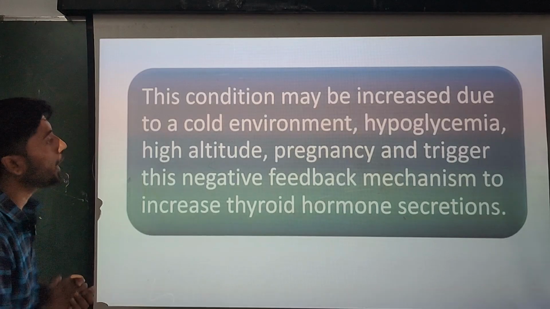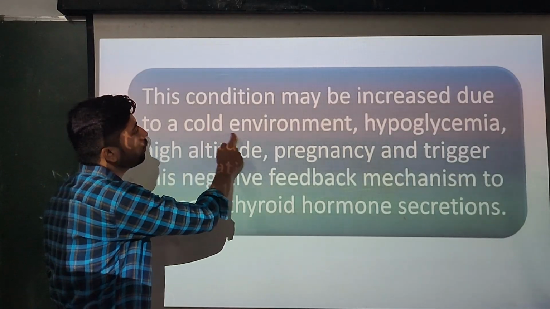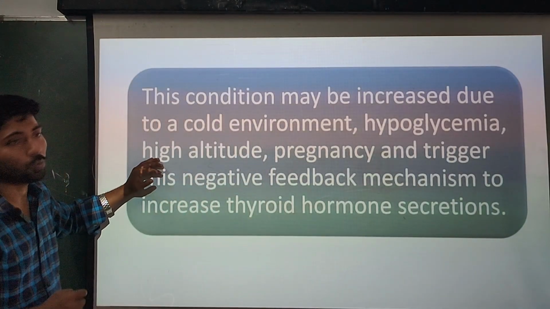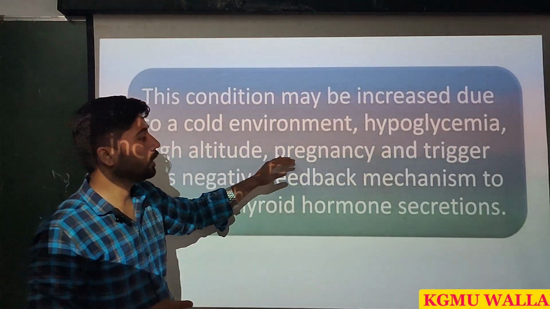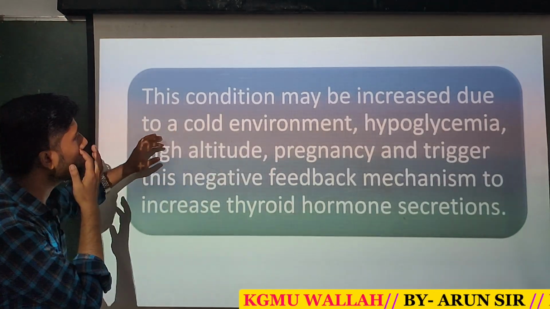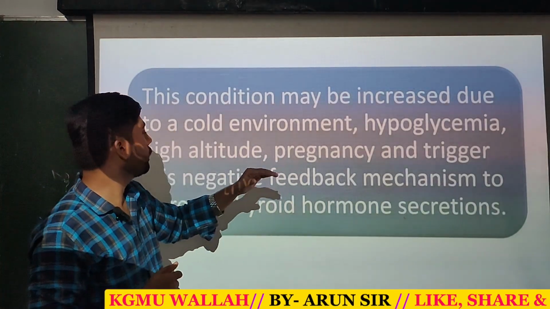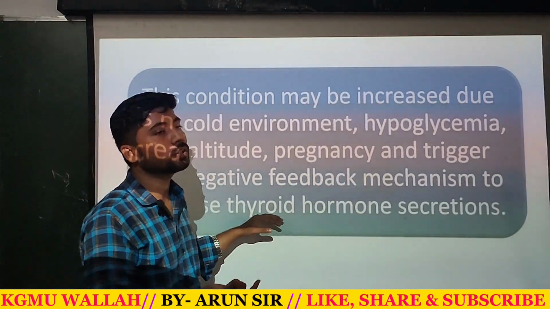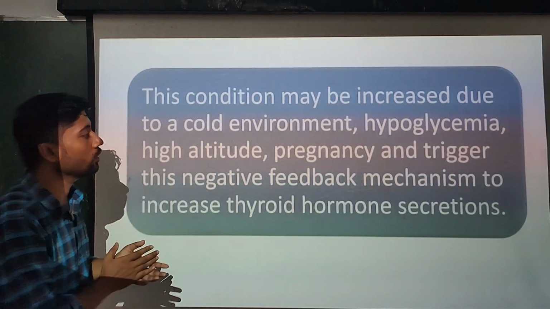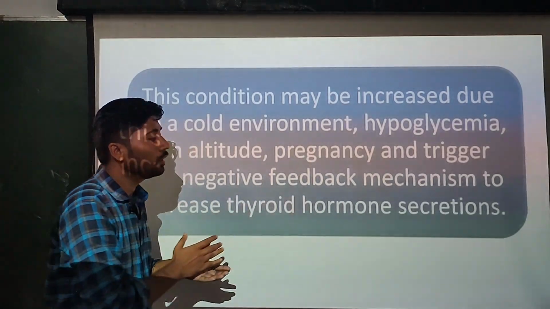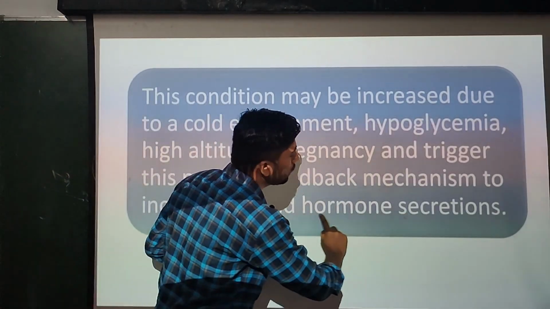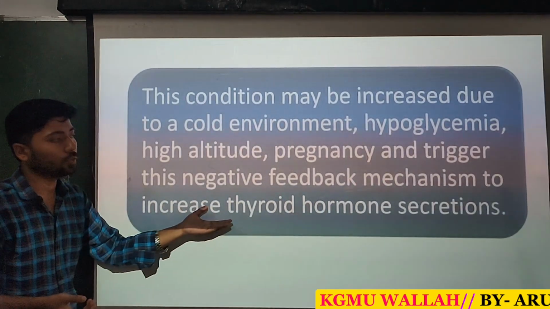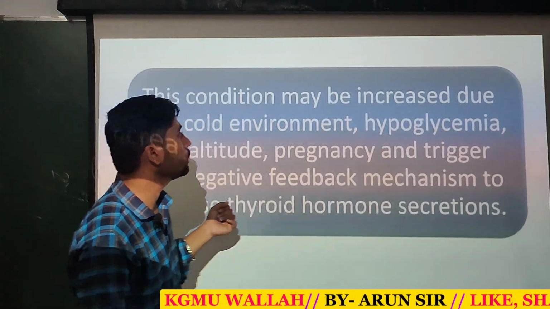Means this condition will happen if you are in a cold environment, and if you are hypoglycemic, and then if you are going to high altitude, and then in case of pregnancy also this hormone may be increased, and then trigger this negative feedback mechanism to increase your thyroid hormone secretion. When the negative feedback trigger happens, then this hormone will be increased, which is the thyroid stimulating hormone. Okay, TSH is thyroid stimulating hormone, it will secrete. Clear? It will secrete.